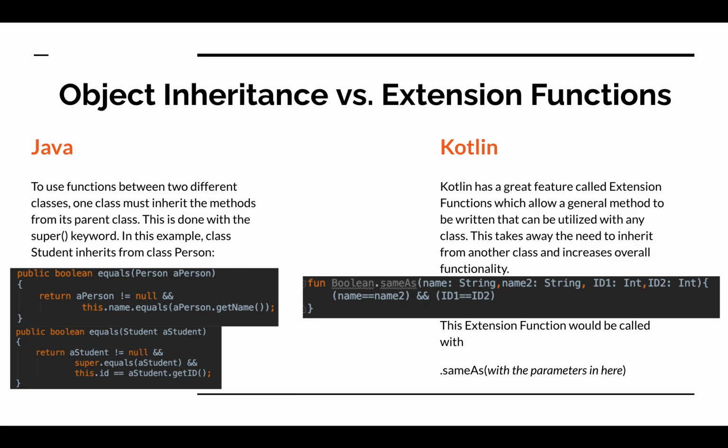So you can define a method that can be utilized with any class. It takes away the need for object inheritance, increases overall speed and functionality. So it's defined here. It's going to return a Boolean. The method is called .sameAs. It'll take in its parameters and make the comparison. And as long as you set up the parameters right, the extension function will be able to return true or false if the variables are the same, no matter what type of object you call that function from.